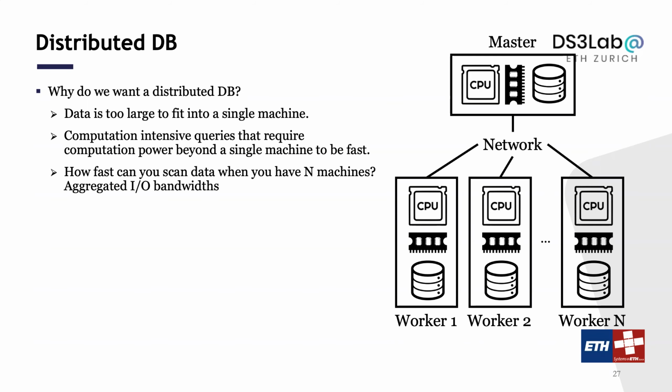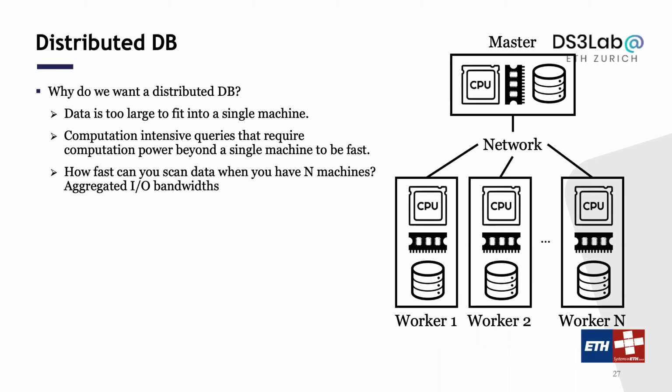And the third one, which is often one of the most important factors, is that when you have multiple machines, you have multiple hard drives. Think about how much aggregated IO bandwidth you are getting. If you think about all the algorithms we are talking about in this course, most of them are actually IO bound. We are bounded by how fast you can bring data from your hard drive to your memory. That is our key bottleneck.